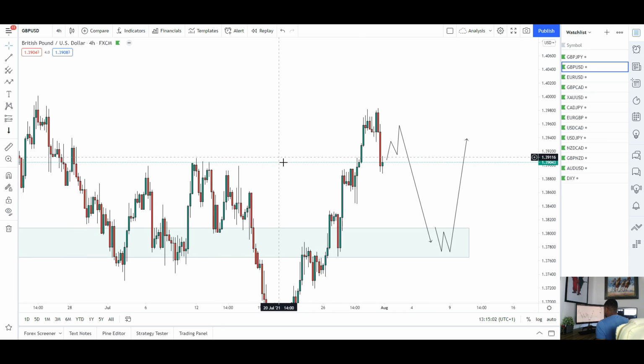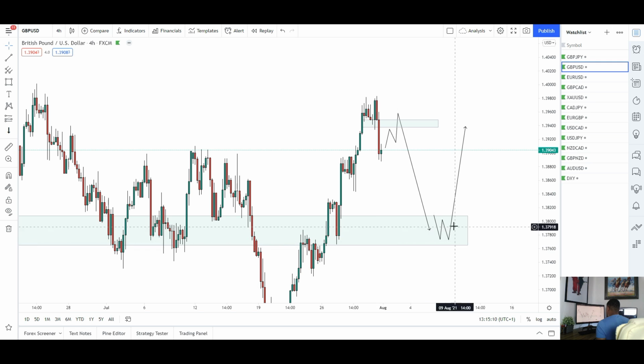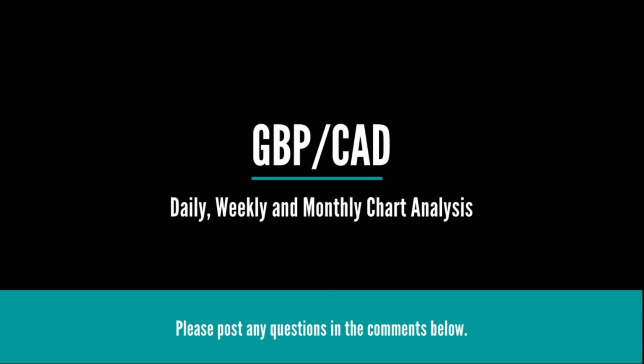So for next week, looking for selling opportunities to start the week off to the downside, looking to see if we can get some retracement back into this support-turned-resistance here, take that back down into 1.38, then from 1.38, looking to see if we can find some support to take it back up again. And next we're going to see what's happening with GBP CAD.